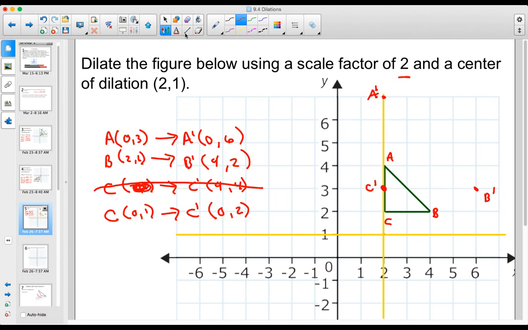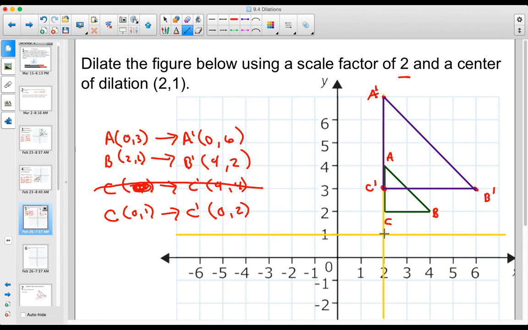So if I draw my new triangle, I'm going to do line, but I'm going to change my color again. Let's do a purple one. Connect my points here to there. Now this purple one is a dilation of the figure by a scale factor of 2, so it's about twice as big. But in this case, I'm dilating from this point, not from the origin.